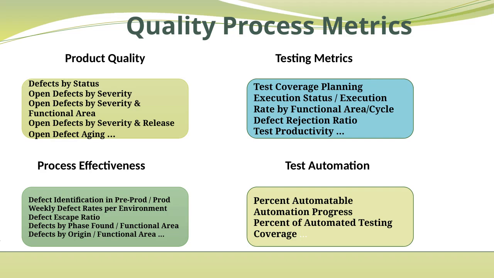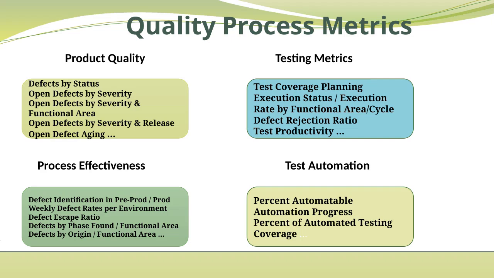Test coverage planning and execution status by functional area or test cycle give insight into how thoroughly the product is being tested and where gaps might exist. The defect rejection ratio tells us how many reported defects were invalid or duplicates, helping improve defect reporting accuracy. Test productivity measures how efficiently the testing team is working. Tracking defect identification in pre-production versus production environments indicates the effectiveness of our testing before release.